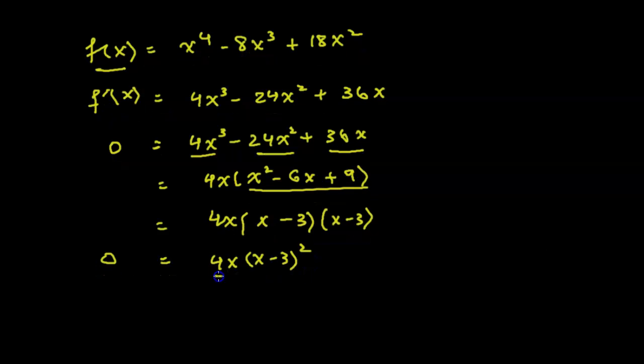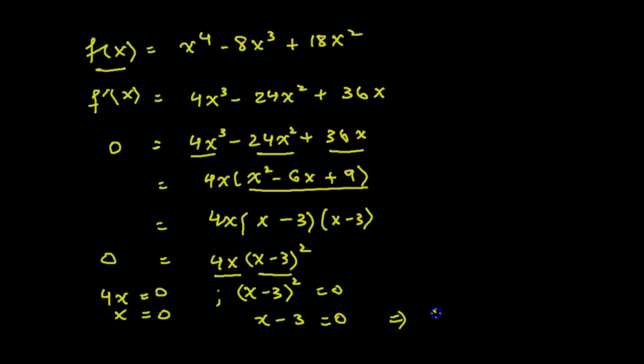To solve for x, we will put each factor equal to 0. So we will have 4x equal to 0, that would give us x equal to 0. And we would have (x minus 3) squared equal to 0, that is x minus 3 equal to 0, that would give us x equal to 3. Therefore, we conclude that x equal to 0 and x equal to 3 are our critical numbers.